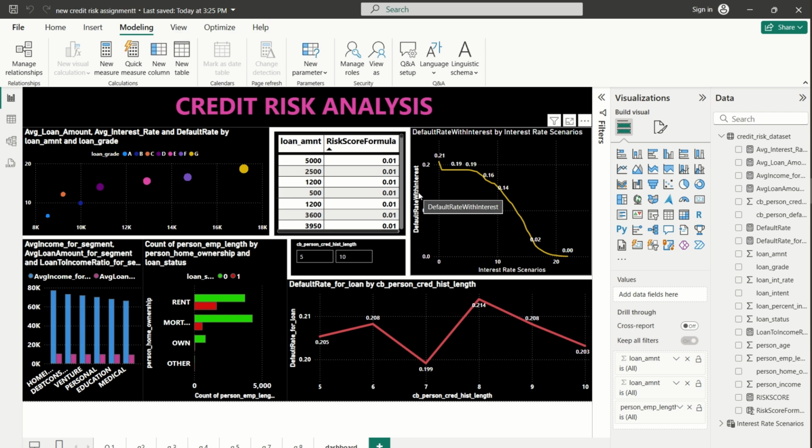Now we will see sharing the dashboard. So for that, open Power BI service. Then you have to find your report in the correct workspace. Then pin the visuals to a new or existing dashboard. Now we will see.